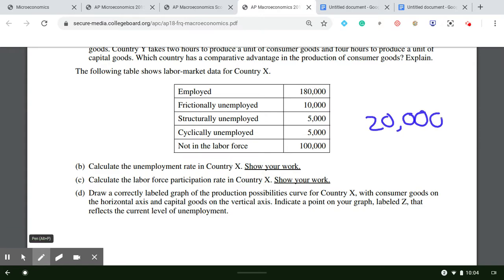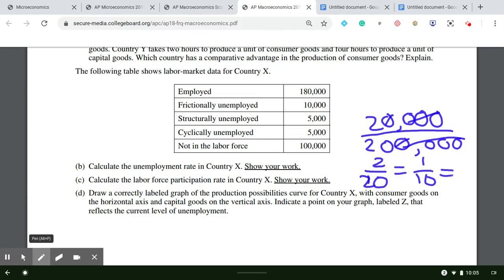And that's out of the entire labor force, which is the employed plus the unemployed. So that's 180,000 plus the 20,000, which is 200,000. So this is 2 over 20, which is 1 over 10, which is 10%. Okay. So there's 10% unemployment.